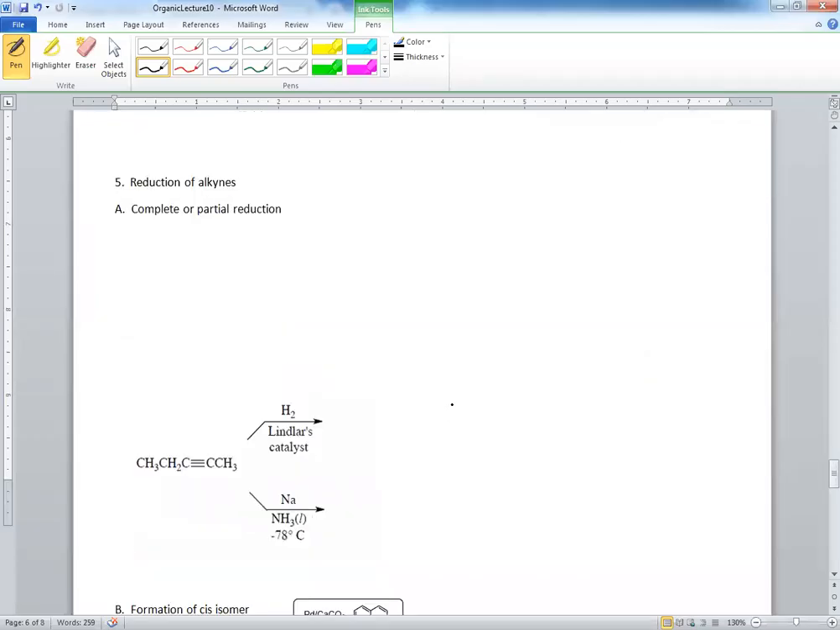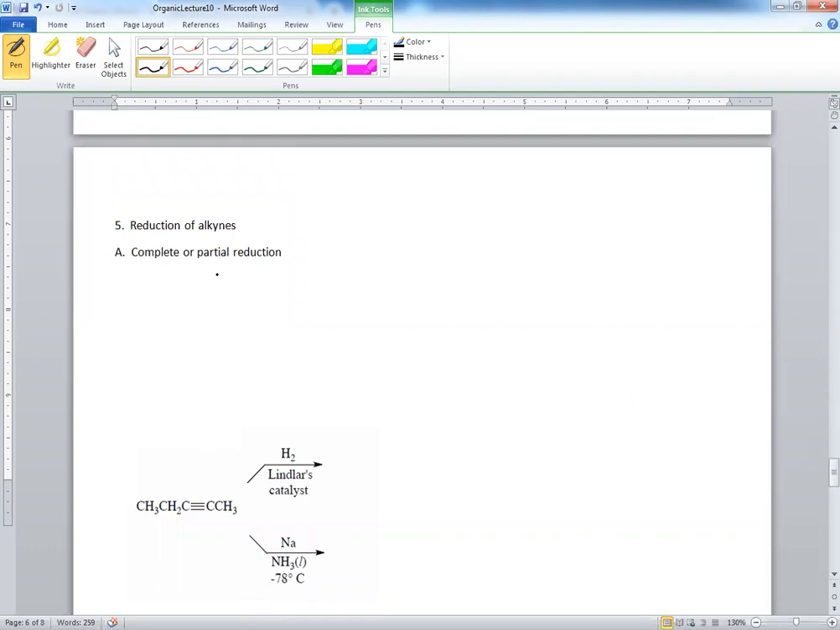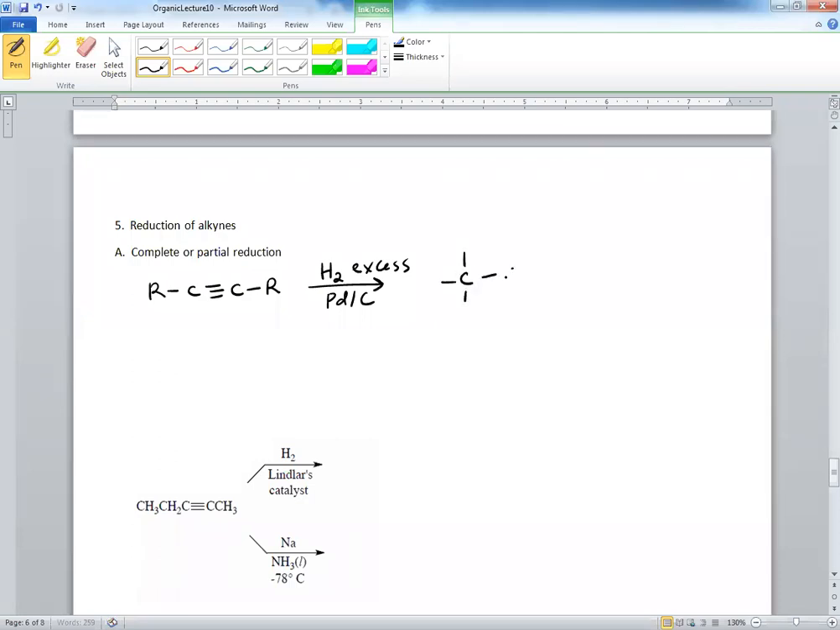Finally, the reduction of alkynes. So you can have a complete or partial reduction. What do I mean by this? Well, if I have this alkyne right here with an excess amount of H2, then this will simply give me back the alkane. So this is a complete reduction.